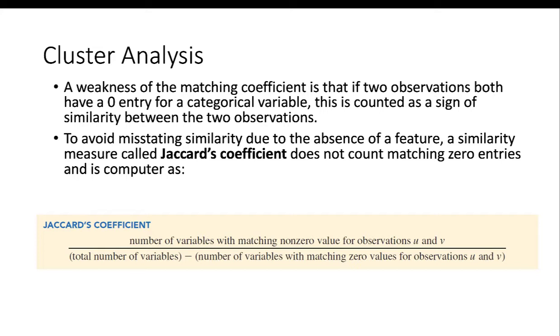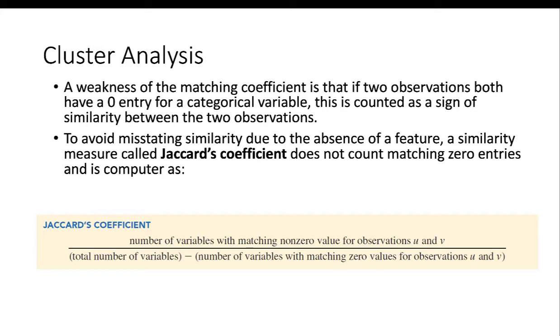One weakness of the matching coefficient is that if two observations both have a 0 entry for a categorical variable, this is counted as a sign of similarity between the two observations. However, in real life, matching 0 entries do not necessarily imply similarity. For example, if the categorical variable is owns a minivan, then a 0 entry in two different customers does not mean that these two people own the same type of car, but rather it just means that neither of these two people owns a minivan.